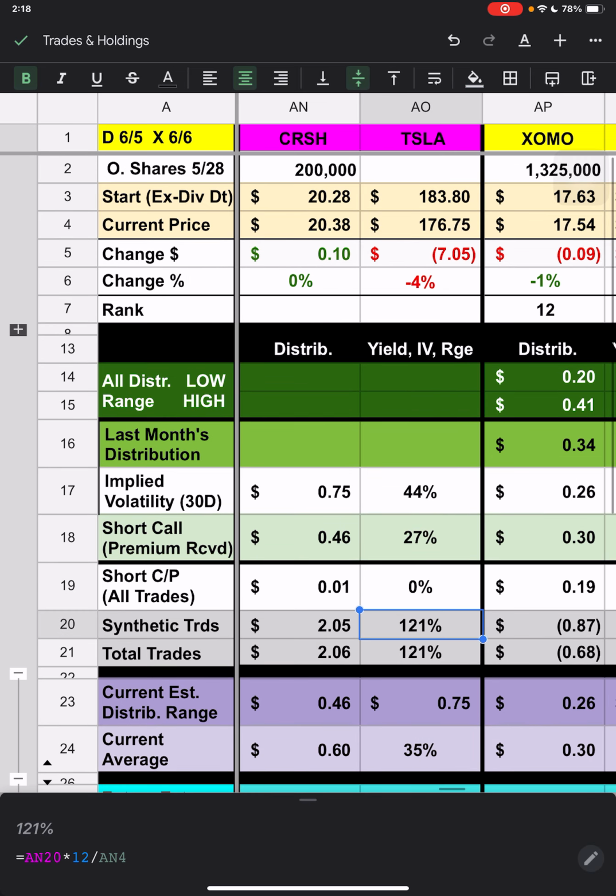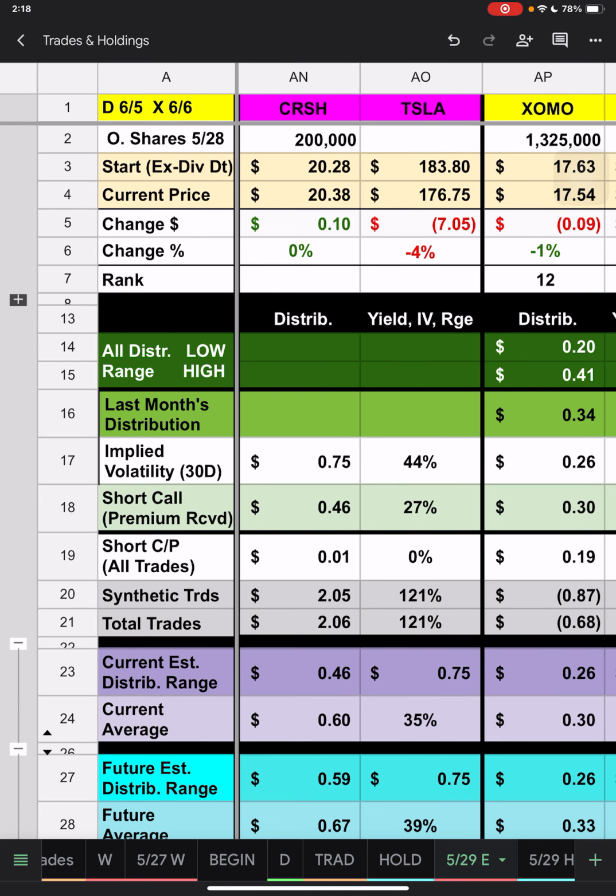All right. My goodness. So, according to this, our estimate based on IV is 75 cents, while the short call premium received was 46 cents. And of course, this is brand new, so we don't have any prior distributions on this. So we have a range. This is showing a range of 59 to 75 cents with an average of 67 cents. However, again, the stock price has only gone up 10 cents, and it shows short call premium received has only been 46 cents. So I don't know.